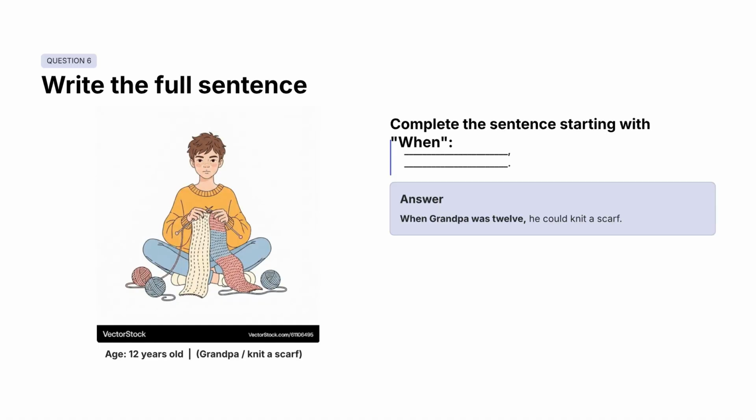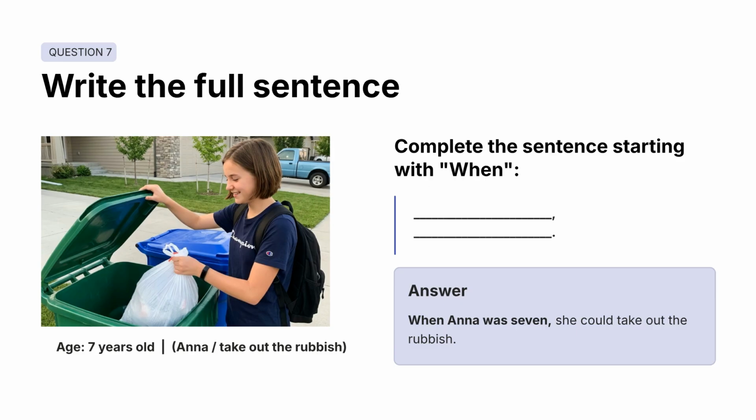Question 6 asks you to write a full sentence starting with when, using the clue that Grandpa was 12 years old and could knit a scarf. The answer is, when Grandpa was 12, he could knit a scarf. Question 7 asks for a full sentence starting with when for Anna, who was 7 years old. The answer is, when Anna was 7, she could take out the rubbish.